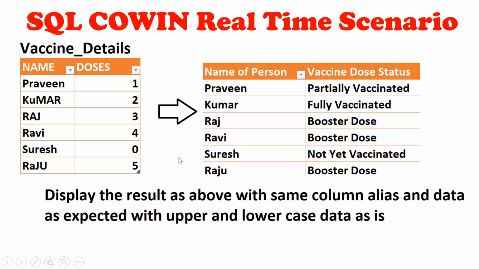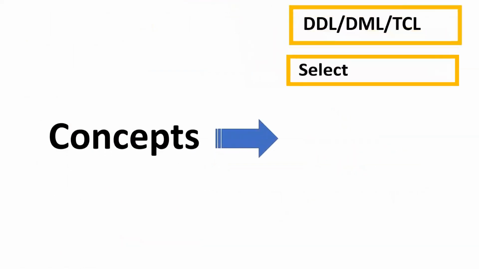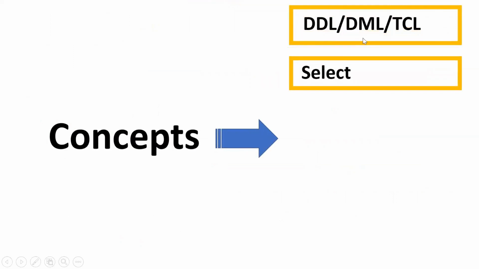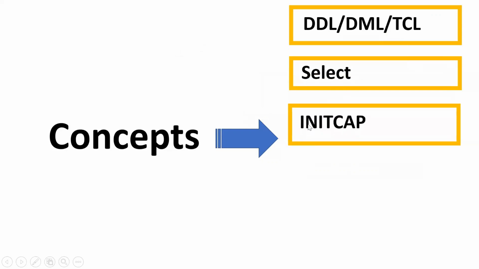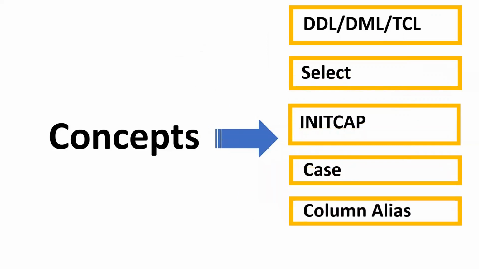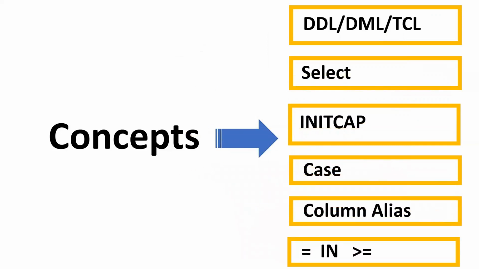For this purpose, you should have a better understanding of the following concepts. What are those concepts? We should know what is DDL, DML, and TCL: data definition language, data manipulation language, and transaction control language. That is creating a table, inserting a record, and committing those transactions using TCL. Select is a DRL statement, fetching the records. In a similar fashion, you should understand INITCAP, the CASE statement, column aliases, and operators like equal to, IN, and greater than or equal to. If you know these concepts, the requirement will be easy to understand.